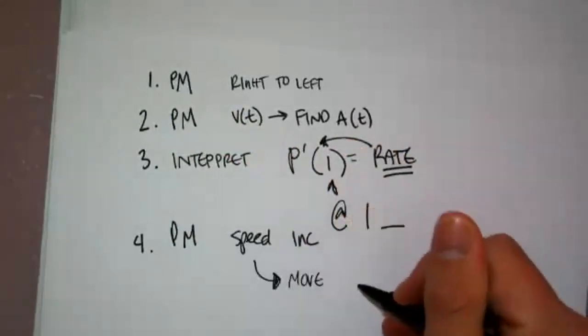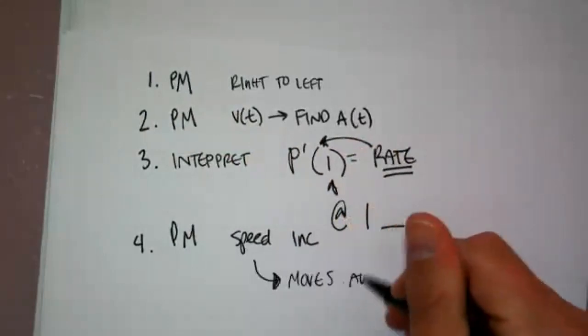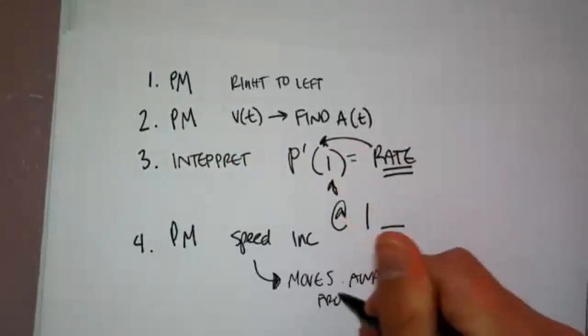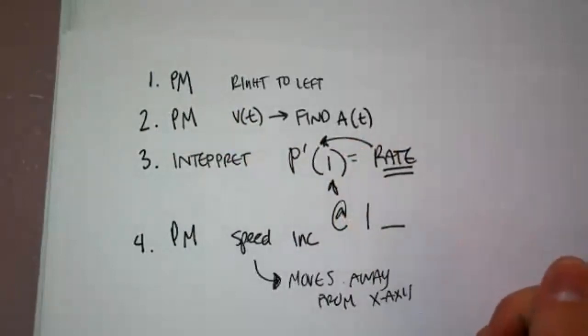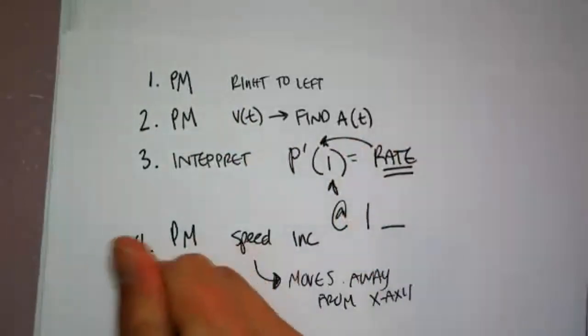Or if you're thinking about a graph, I think someone put this on their quiz and I liked it: moves away from x-axis. So if your speed's increasing, it's moving away from the x-axis.